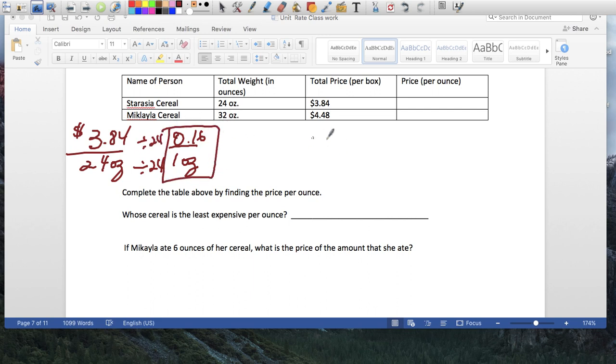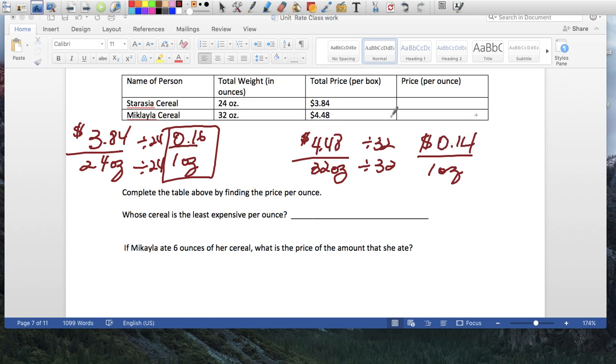Now, Michaela has $4.48, and she's getting 32 ounces of cereal, so she's getting a little bit more, but she's paying a little bit more. So we're going to divide by 32. For 1 ounce, it's 4.48 divided by 32, which is 14 cents. So who's cheaper? This one is cheaper, 0.14 for 1 ounce. That is Michaela.